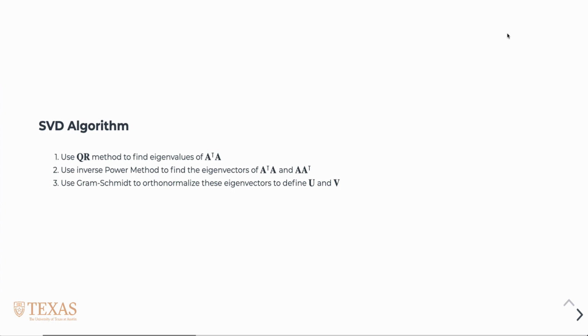Again, we already have all the tools we need to do the SVD. We use the QR method to find the eigenvalues of A transpose A. Once we have those eigenvalues, which are the singular values, we can use the inverse power method to find the eigenvectors of the matrix A transpose A. That will form the matrix U, and then do it again for the matrix A transpose.